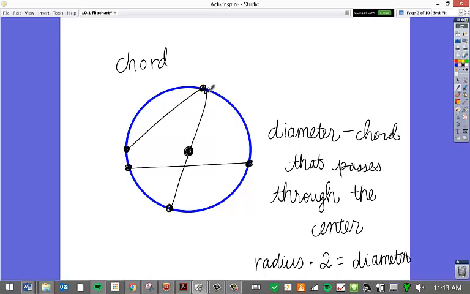So your diameter is a chord. It's a special type of chord that passes through the center of the circle. And your diameter essentially is dividing your circle into two halves. This is half of the circle, and this is half of the circle, called a semicircle.